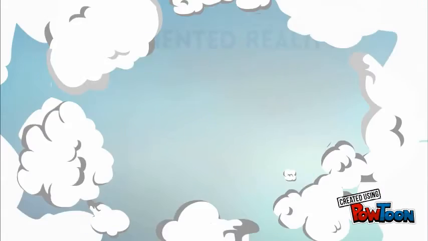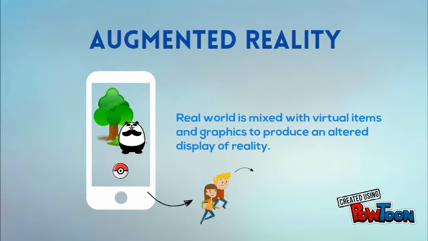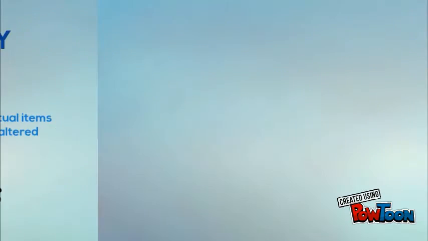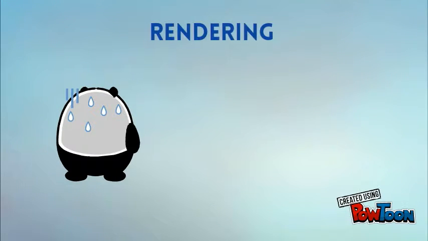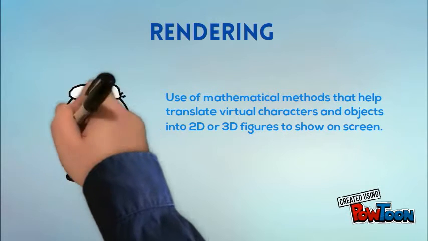A more challenging field is augmented reality, where the real world is mixed with virtual elements. The example in everyone's mind is of course Pokemon Go, the game that got people moving to throw Pokeballs at virtual animals. Of course, this all wouldn't be possible without rendering, a set of mathematical methods that help translate virtual characters and objects into 2D or 3D that then show up on your screen.